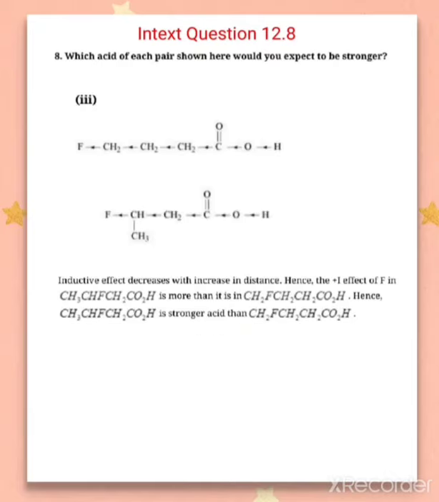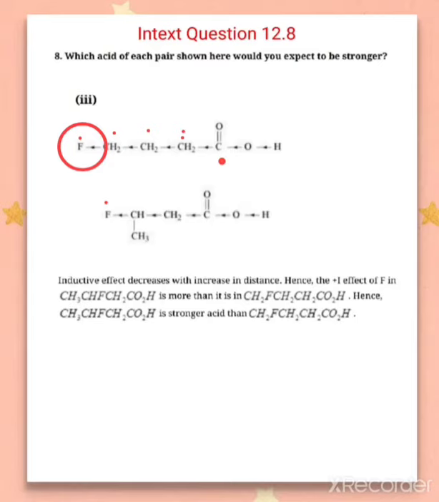In the third part, we can see that both have the electron withdrawing group F. But what is the difference here? In the first case, the F is on which carbon? This is the first carbon, then this is the second carbon, third carbon, and this is the fourth carbon. That means it is on the fourth carbon.